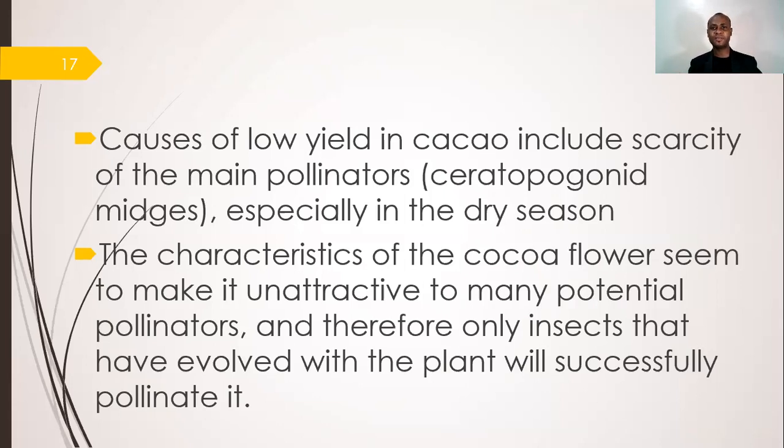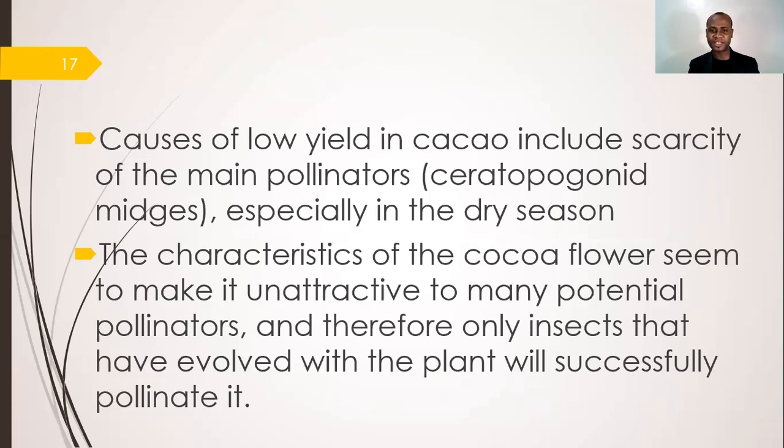Why? Because midges lay their eggs in damp areas or in moist areas or in water, just like mosquitoes. So if the farm is very dry, or the ground is very dry, then reproduction of midges on the farm will be affected as well. Okay, so on irrigated farms, usually pollination is better than on non-irrigated farms. That's one thing you should know.